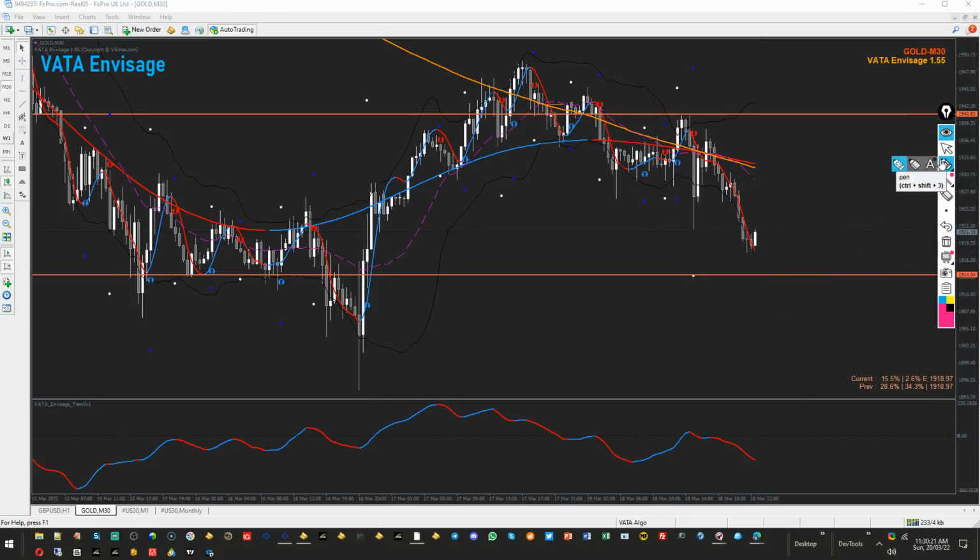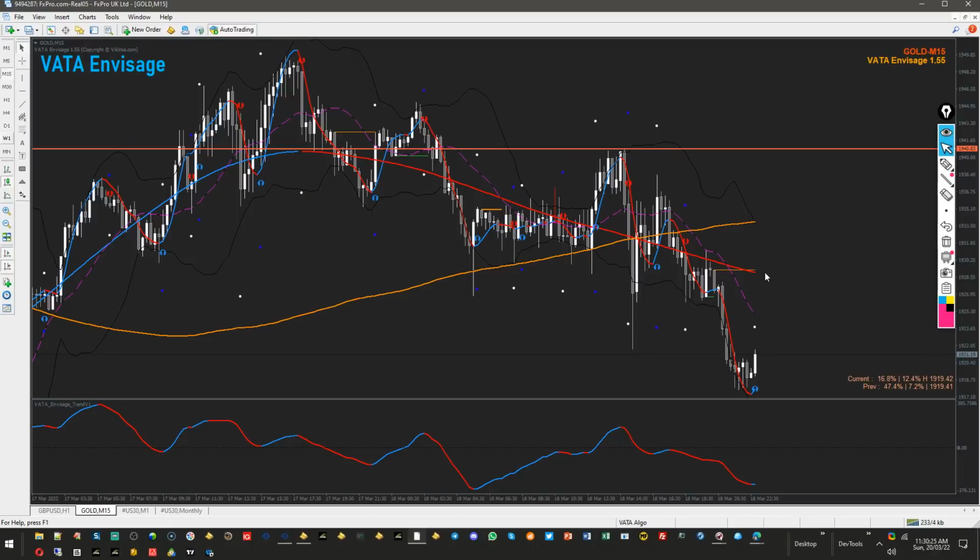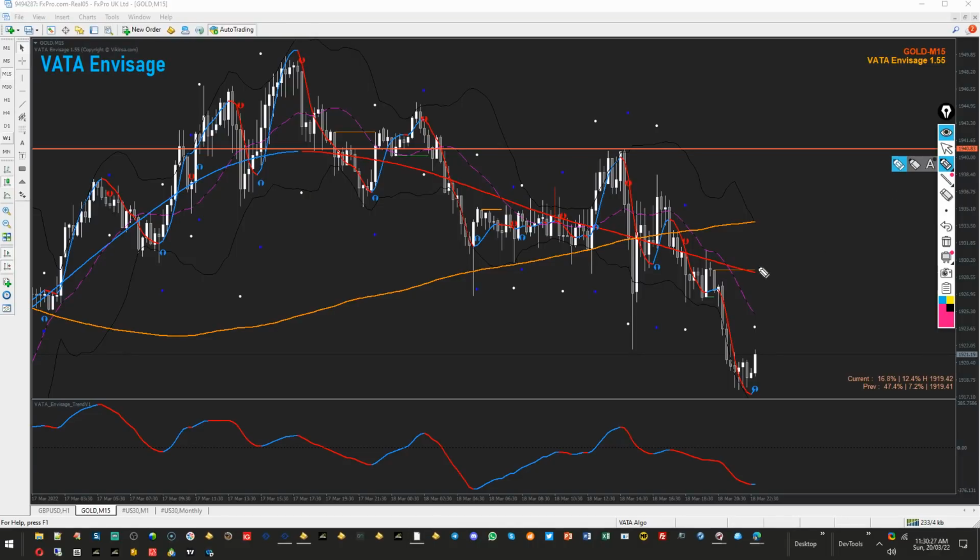Okay, now let's look at the 15 minutes time frame. On the 15 minutes time frame, we can clearly see that we have a gap here. This is the gap which is available around 1930. And this has started to turn bullish. So as soon as the market opens, it can probably go a little bit higher, and then it can come back down.